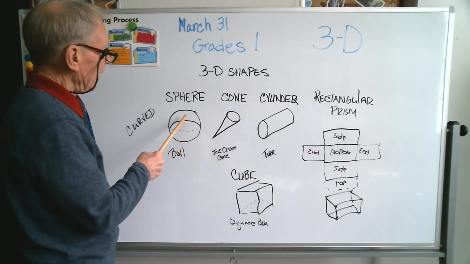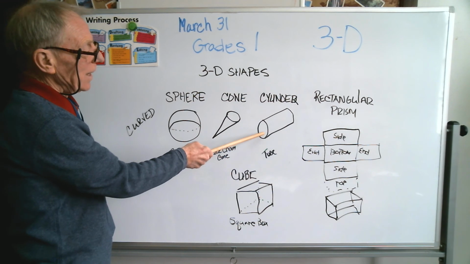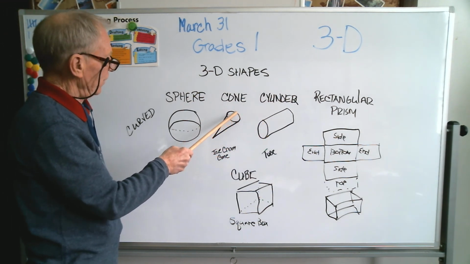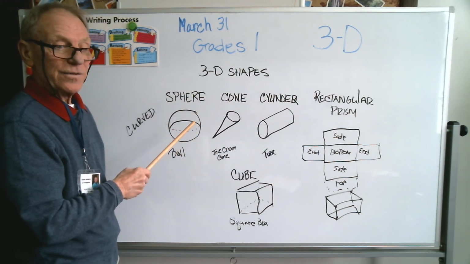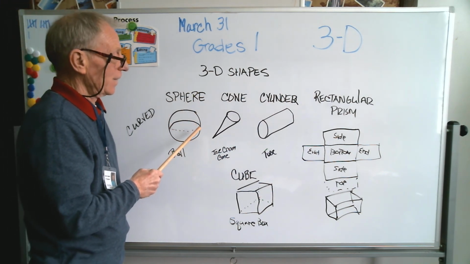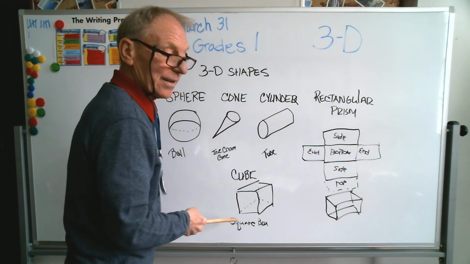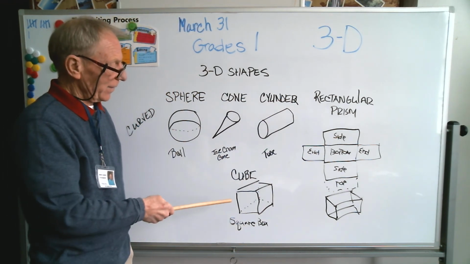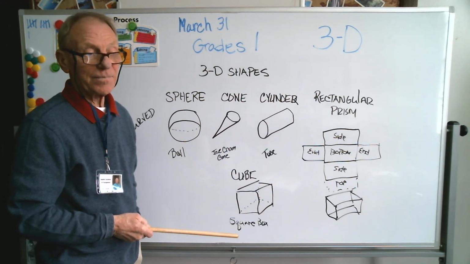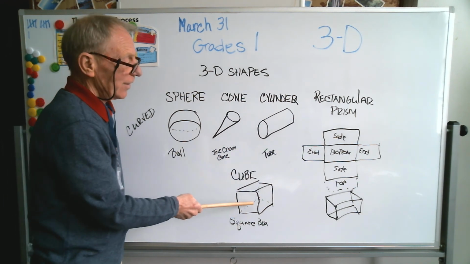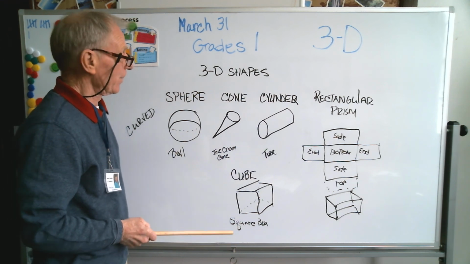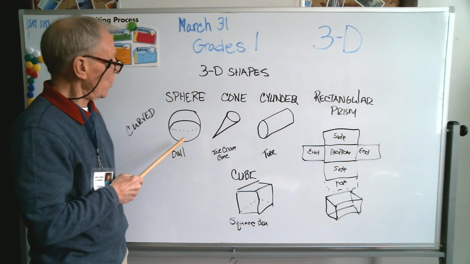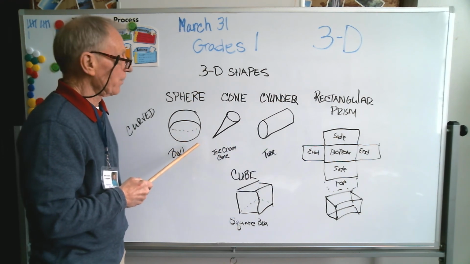You'll notice that a sphere, a cone, and a cylinder, they have curved surfaces. The rectangle and the cube, they don't have any curved surfaces. They're all flat. They're much easier to measure. It'd be a lot easier to measure this cube than it would be to measure a cone or a sphere.